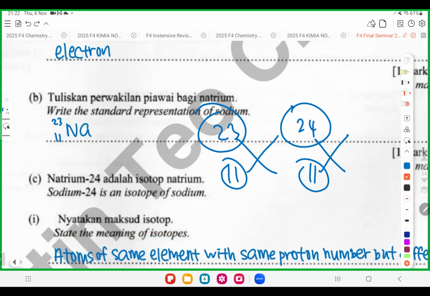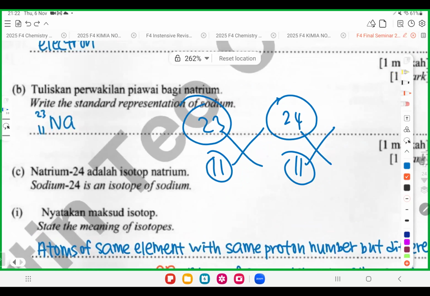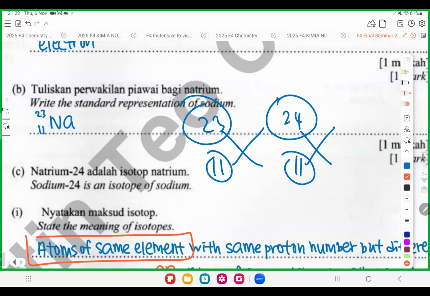Guys, be honest with me. When you wrote the definition of isotope before today, did you write this? Yes or no? Congratulations for those who say yes. For those who say no, now you know why you lost your mark.